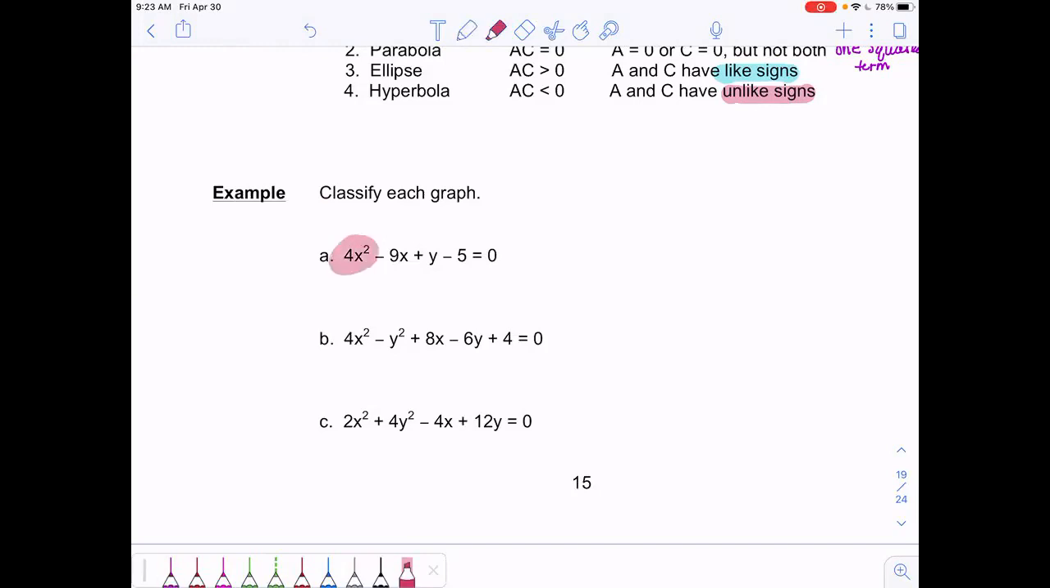Parabola. Yeah. How many squared terms are there? One. This is a parabola. Aiden, how about letter B? And that's because, yeah, one's positive, one's negative. And then Brenna, how about letter C? Yeah, that one's an ellipse.